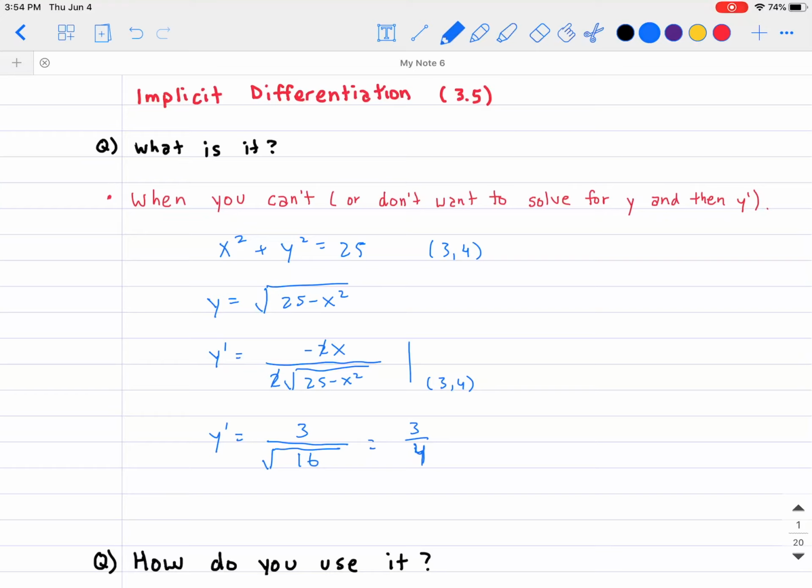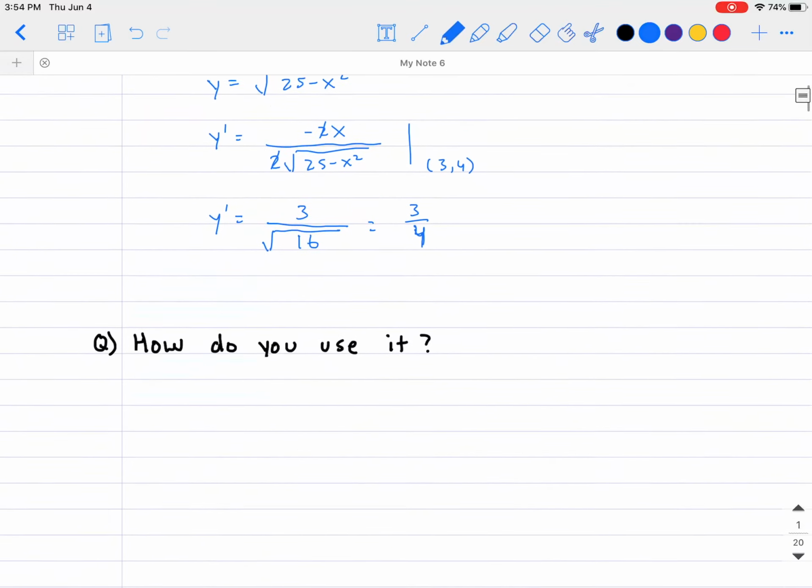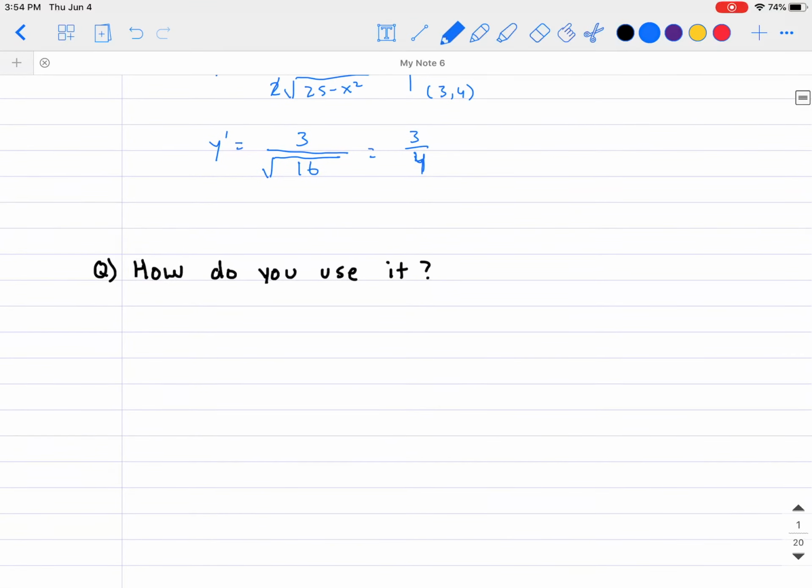So you can see the procedure is not that bad, I suppose, if you want to solve for the derivative and then afterwards plug in and all that stuff. But implicit differentiation says, hey, you know what? We don't have to actually worry about having to do all of this. Instead, what we can do is just take the derivative from the very get-go and you don't have to solve for y. So the question is then, how do you actually do it?